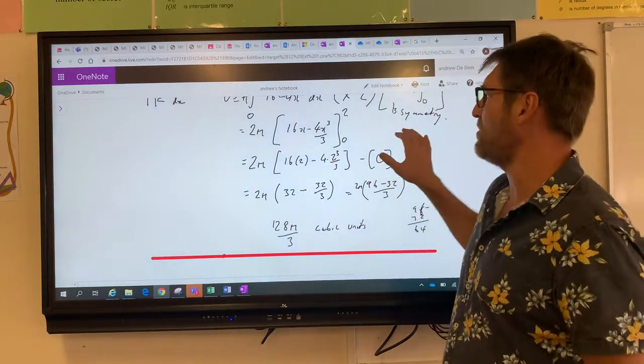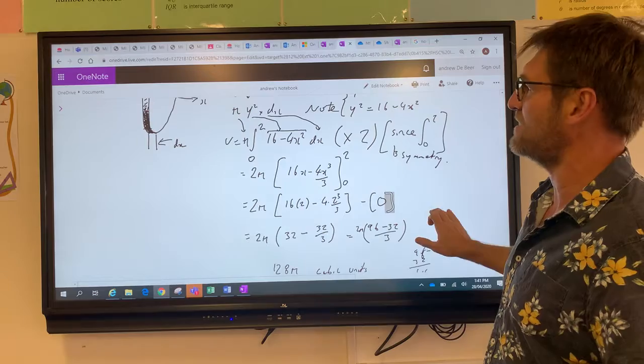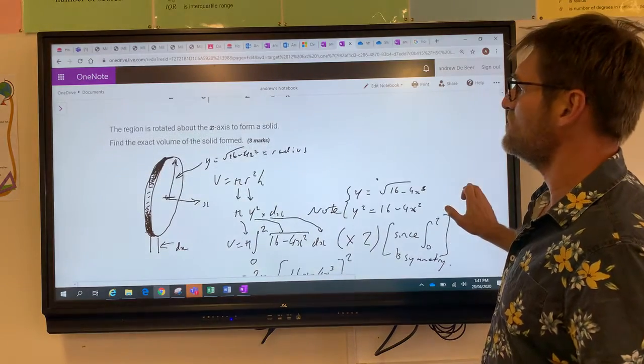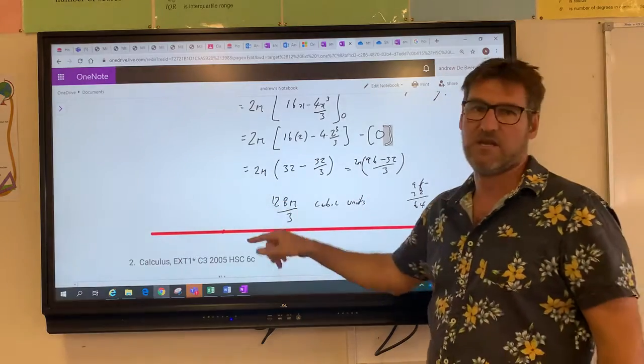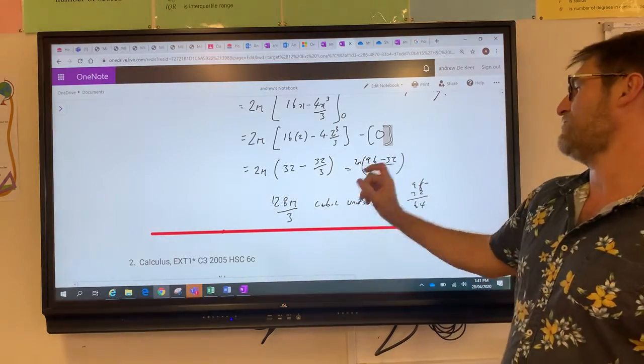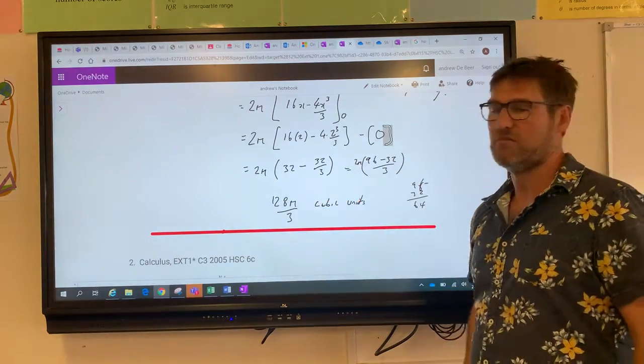The answer is 128 pi. They'll normally ask, if you haven't already seen it, for exact values. Find the exact volume. So it has to be exact, so don't bother trying to work that out in the calculator. It's a volume question, not an arithmetic question.